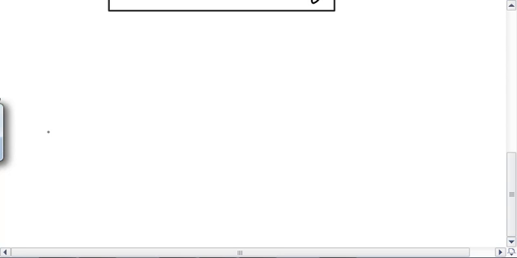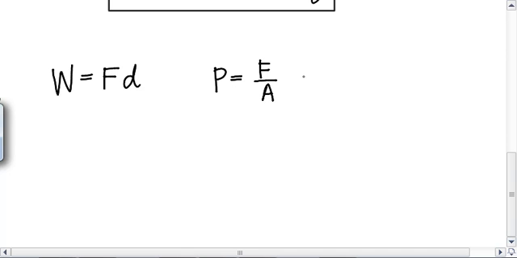Okay, first of all, work. Work is force times distance. How is force related to pressure? With area. So pressure is force per area. Therefore, the force is equal to what? F is equal to pressure times area.